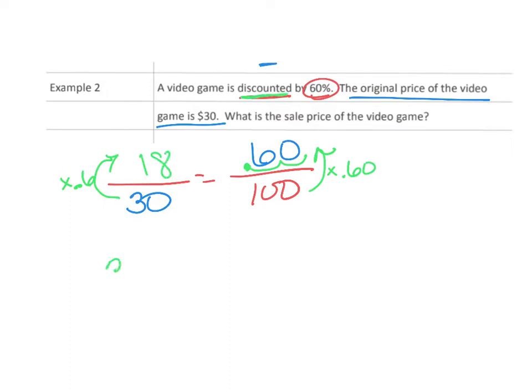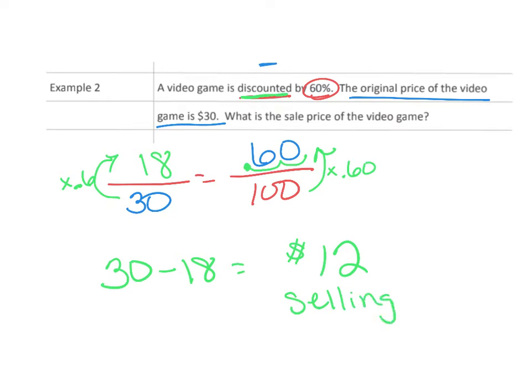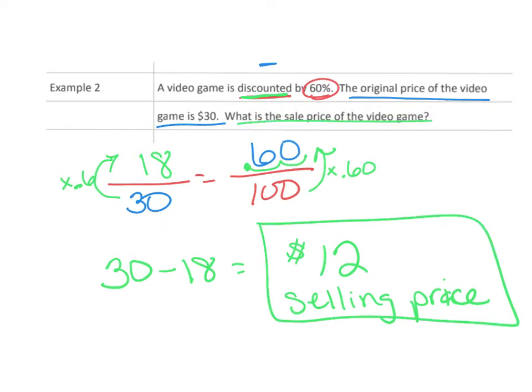So now I need to do $30 minus the 18, and that's going to give me my selling price of $12. Selling price or sale price. What is the selling price? It is $12.